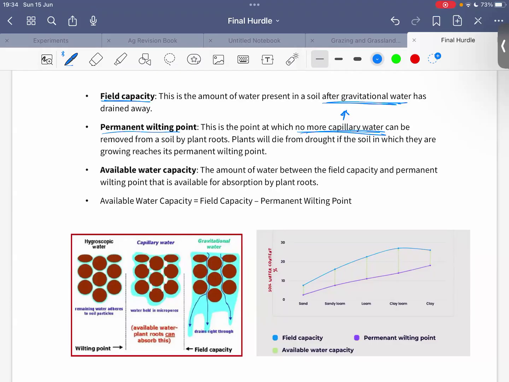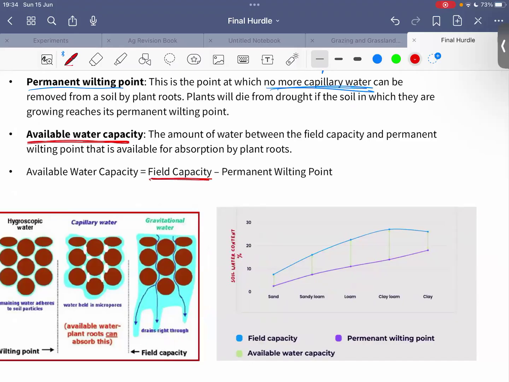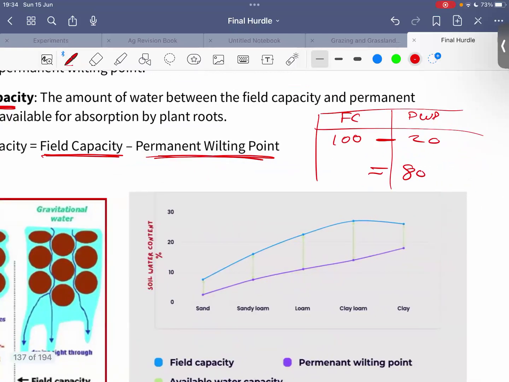And then lastly, your available water capacity is the difference. So look at this graph here. Very simply, it is your field capacity minus your permanent wilting point. I seen an exam question where they gave you the field capacity and the permanent wilting point. We'll just say this is 100 and the permanent wilting point was 20. Calculate the available water capacity. All you do is take it away and you'd get 80. So look at this lovely graph I have done for you. This is your field capacity, your blue line. That is how much water is in the soil.